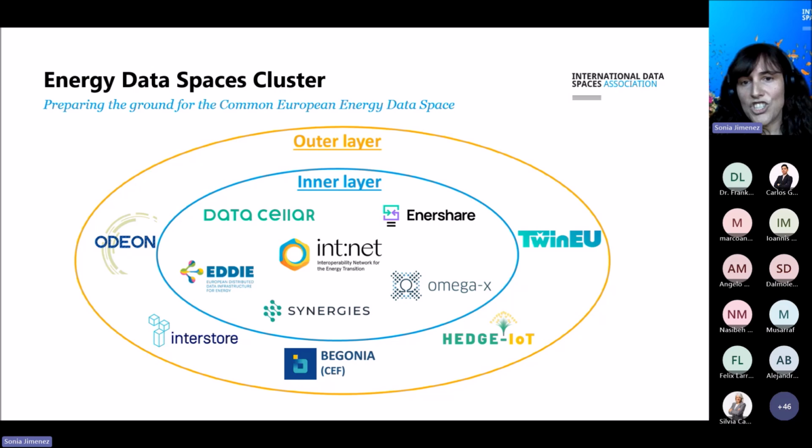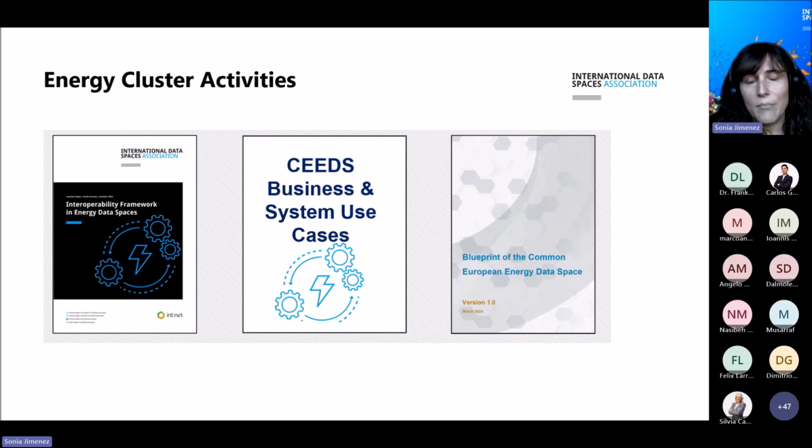That means we need to achieve inter-data space interoperability. And to do so, we are working mainly on these 3 activities. So the first one is the position paper that we published back in October, which is the interoperability framework in energy data spaces. I'll give you an overview of this paper in this presentation.